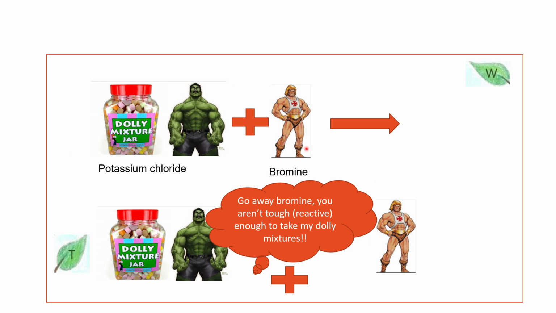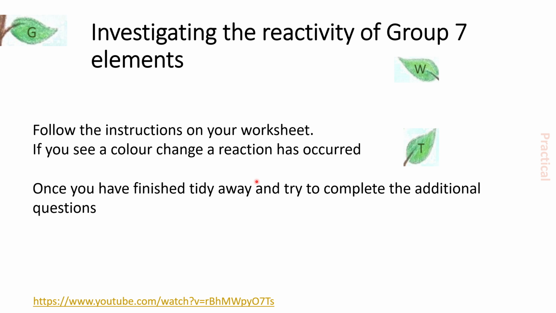Again, here we've got the Hulk and we've got He-Man. Potassium chloride. Look at the Hulk compared to this guy here. The Hulk is obviously stronger, right? So you've got chlorine, which is more reactive than bromine. So the bromine is not reactive enough to displace the chlorine. He-Man is not tough enough to fight the Hulk, so the Hulk keeps all the dolly mixtures and eats them for himself. Now, this explanation is a lot easier to follow in the classroom when we actually do the experiments ourselves.